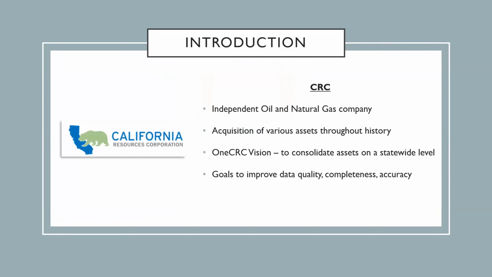So CRC is an independent oil and natural gas company in the state of California. And throughout its history, CRC has acquired various oil and gas fields, along with a multitude of legacy data sets. For many years, the organization has been siloed, with each team responsible for maintaining its own data sets. And this has led to a lack of standardization across the different assets. However, over the last several years, the company has been under new ownership and a new vision for the future, what we call our One CRC vision, to consolidate and standardize our assets on a statewide level. Additionally, it is the role of data technicians like me to fulfill the company's goals to improve data quality, completeness, and accuracy.